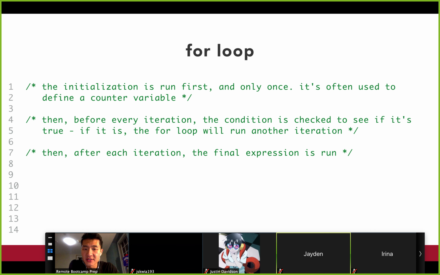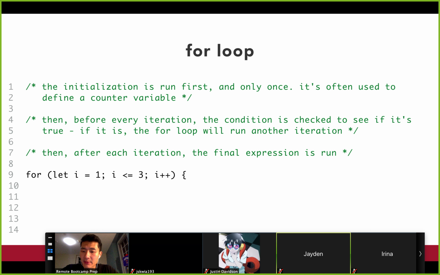After each time we run this code, the final expression is run. The final expression usually is something that will update the counter variable. That will make sure that the counter variable eventually reaches a value that will make the condition false. So that was a lot of verbiage. Let's take a look at a loop. It probably makes it a little bit easier.